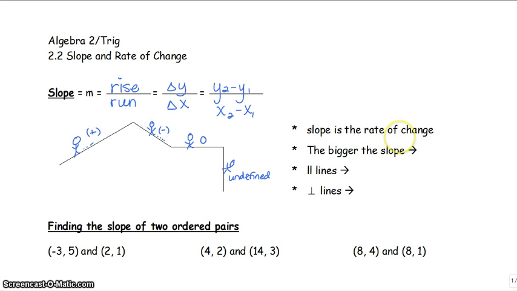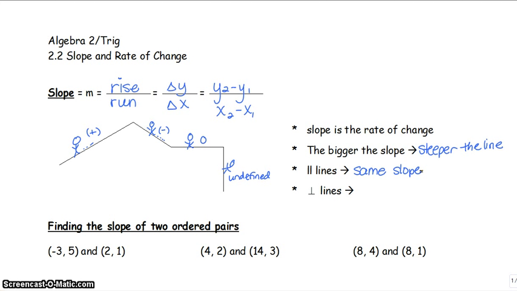Again, slope is the same thing as rate of change. The bigger the slope, so the larger the slope number is, so if m is 1 or m becomes 10, the bigger that number of the slope is, the steeper the line. So the bigger the slope, the steeper the line, because that means the faster you're moving, the faster you're climbing up. Parallel lines, you all know that parallel lines have the same slope.